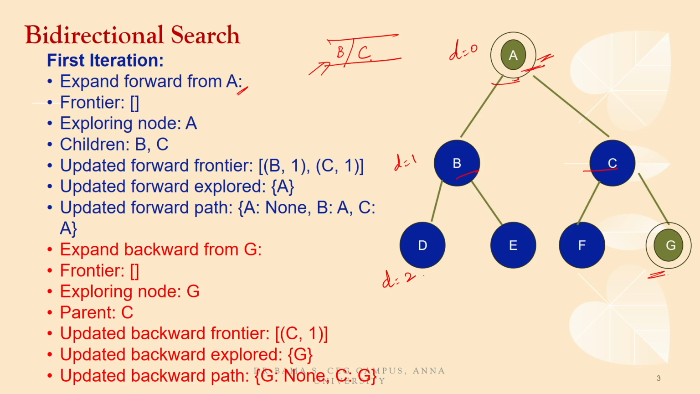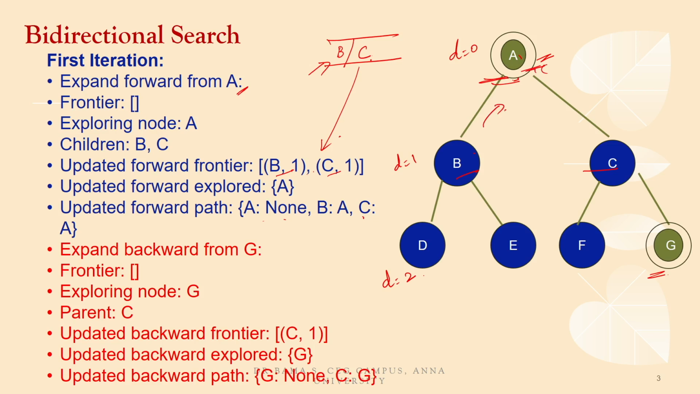Now, the updated frontier, which is a queue, has B and C, which is right here, and the visited node is A. The path that we are specifying is none for A, for B the parent is A, and for C the parent is again A.